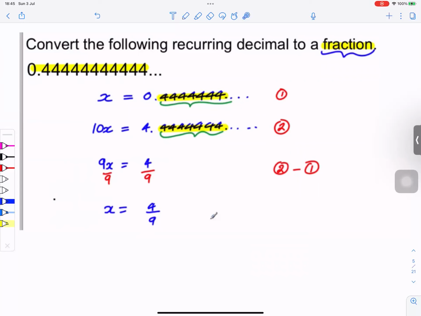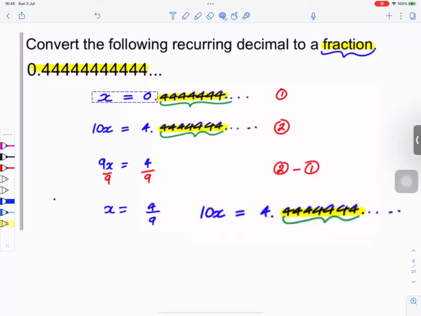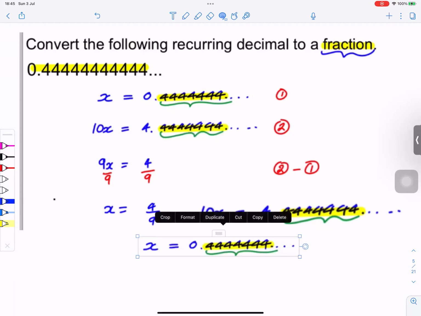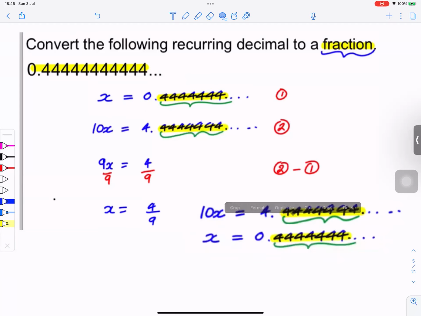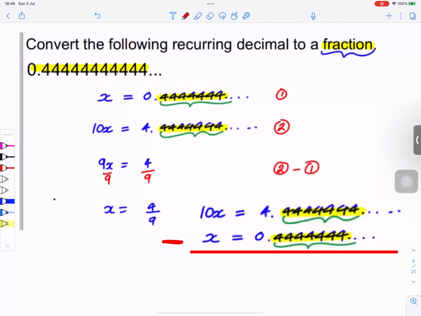I'll put it here where I can write the subtraction so that you see how it's done. That's equation 2. That's equation 1. We'll put them so that they match. So when you subtract them, equation 2 take away 1, if you notice, everything is in a straight line, the equals sign in a straight line. That's very important. This 10x is in a straight line, this 4.4 is in a straight line, so that you can subtract them.